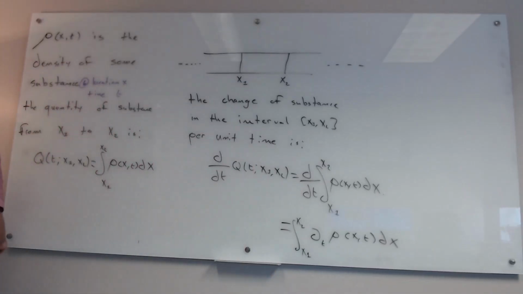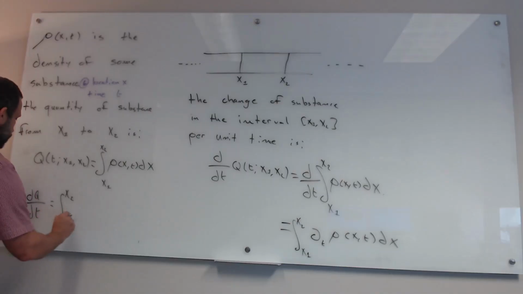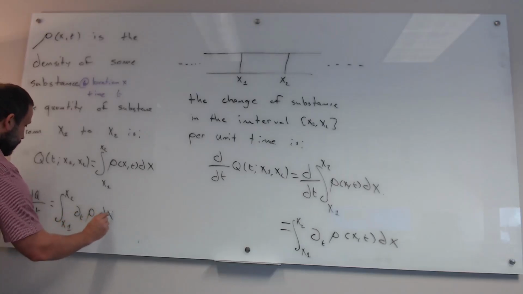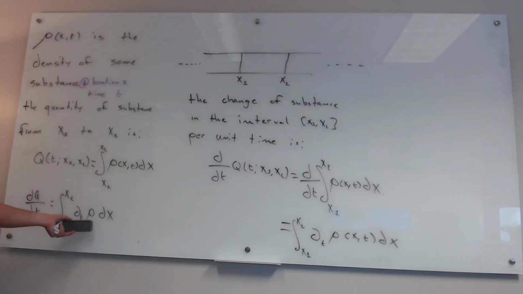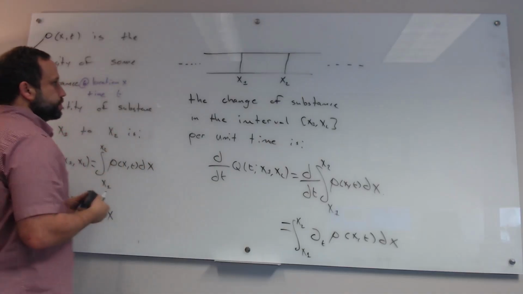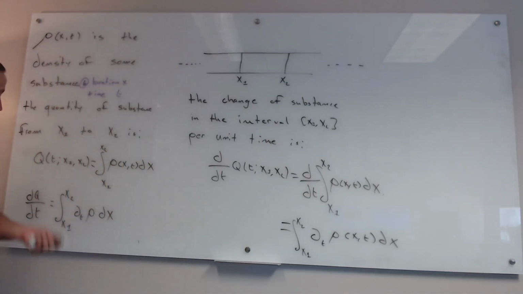Okay, and so I'm going to write over here dq/dt is equal to the integral from x1 to x2 of the partial t derivative of rho, and then dx. I'm not going to write the argument. We just need to realize that rho depends on both t and x. So this is one way to write the change. Here's another way to write the change.